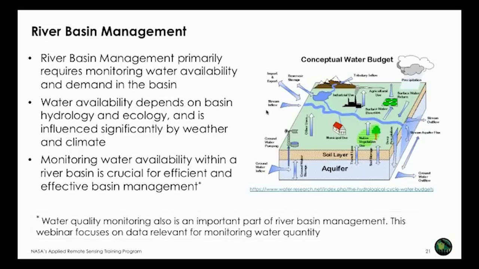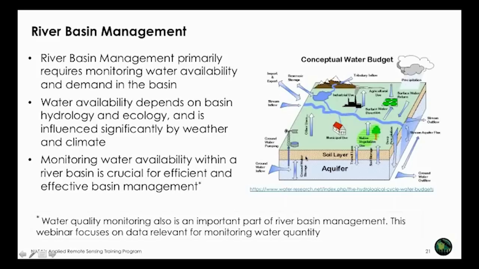So water availability depends on basin hydrology and ecology, and we will go through this figure in a minute, and it is influenced significantly by weather and climate. So you can see here that for any region or watershed or a sub-watershed, availability of water depends on precipitation, on snow melt or reservoir which collects water from either rain or snow melt. There is a stream or river flowing through this watershed, then inflow of water within the watershed and outflow. So the difference really tells you how much water is there in the watershed. This is all natural source of water for this watershed.